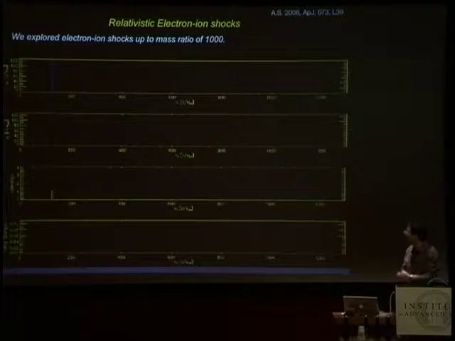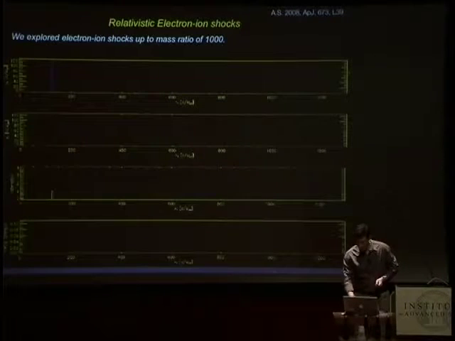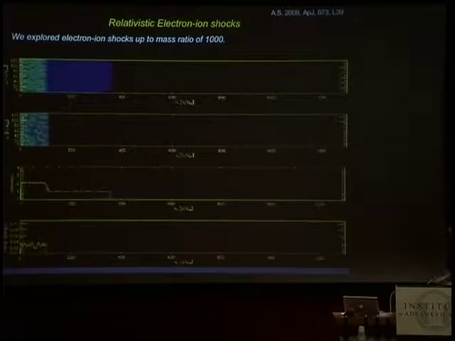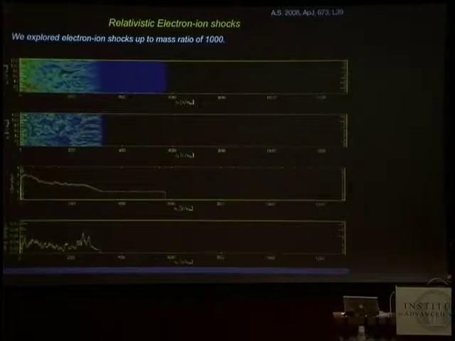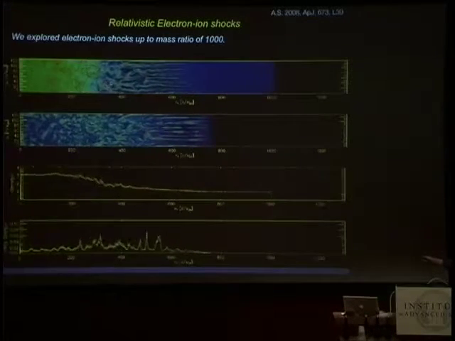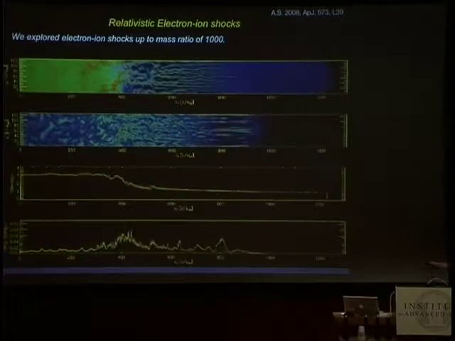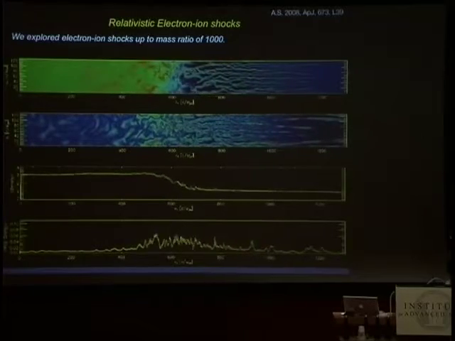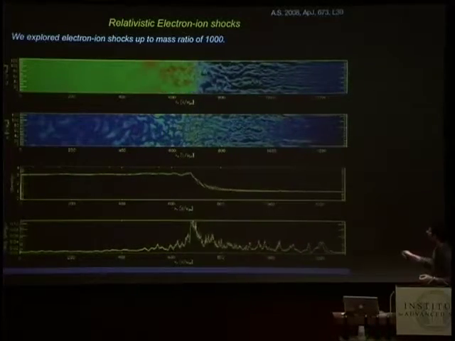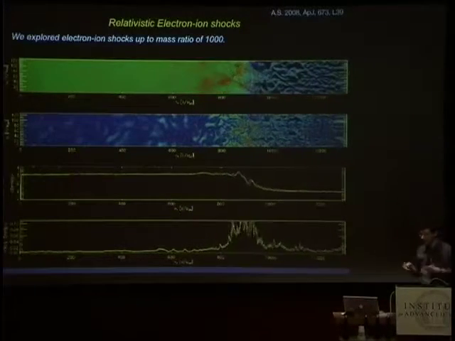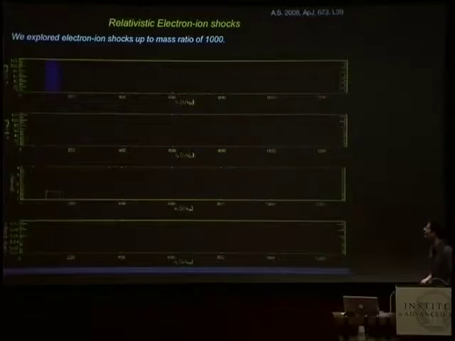OK, so let me show you an example of an electron-ion shock. We've explored mass ratios from 16 to 1,000. I think this simulation is about 100. So what you're seeing here is, again, injection at relativistic speed. This is the density, this is the magnetic energy, and this is the density profile. The unit of measurement here is the electron skin depth. What's important for the structure of the shock is the ion skin depth, which is the square root of the mass ratio larger than the electron skin depth.